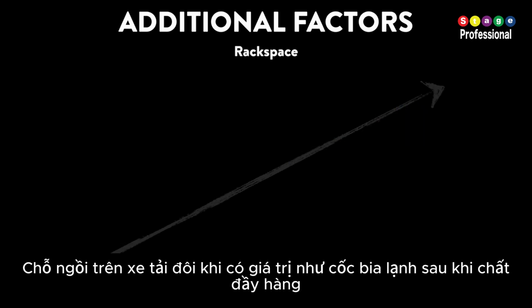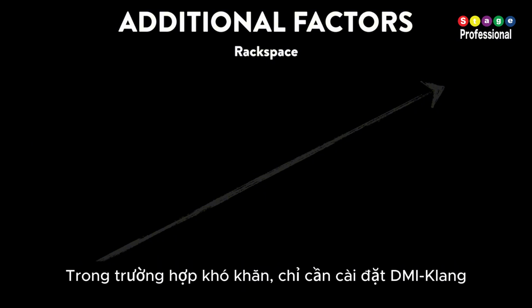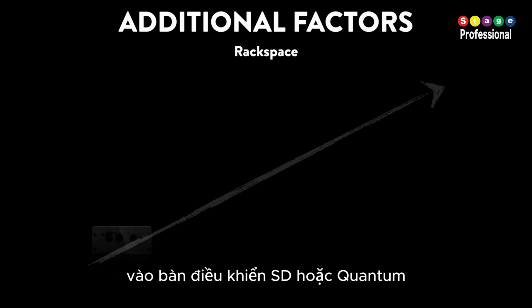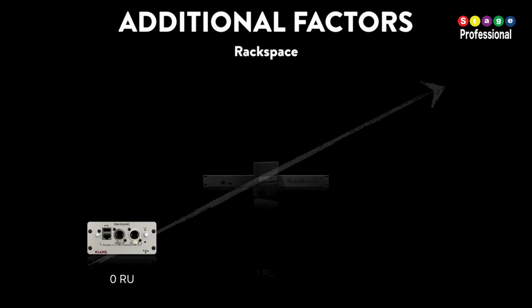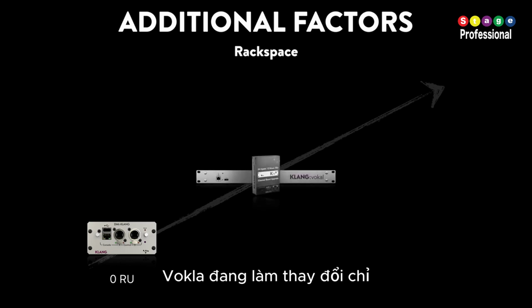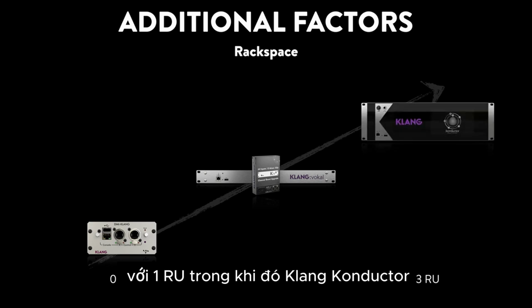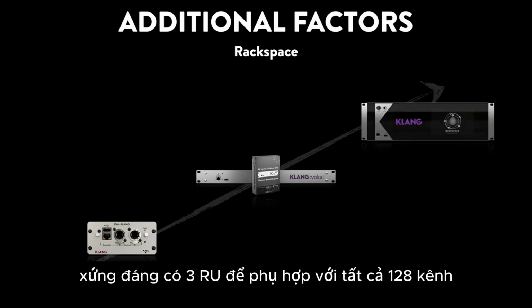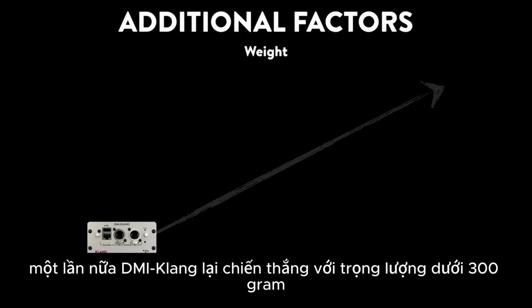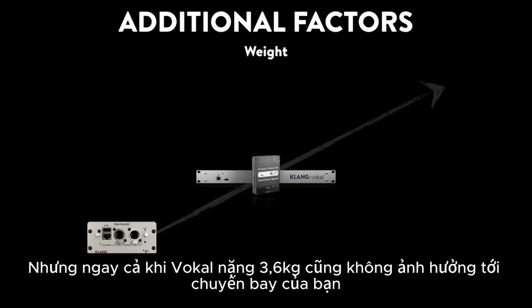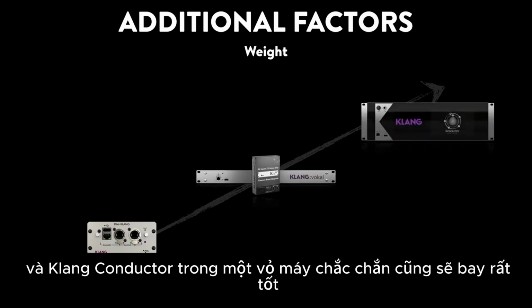Truck space is sometimes as valuable as a cold beer after loadout. In case things get tight, simply install a DMI Klang into your SD or Quantum Range console, and logistics will never know you brought one. Vokal is rocking an 80s waistline with only one rack unit, where Klang Conductor deserves 3 to fit all 128 channels. Are you building a fly rack? Again, DMI Klang is a winner with less than 300 grams. But even Vokal's 3.6 kilograms won't crash your flight, and Conductor in a Pally case will fly very well.